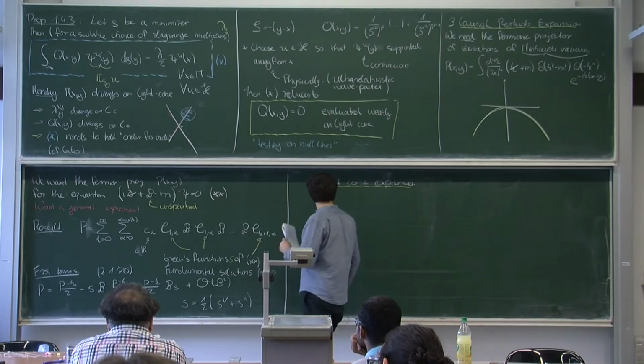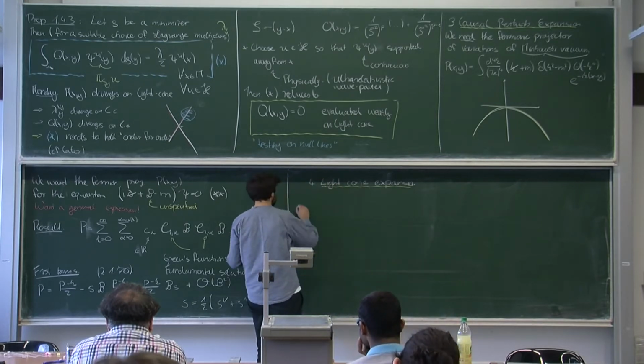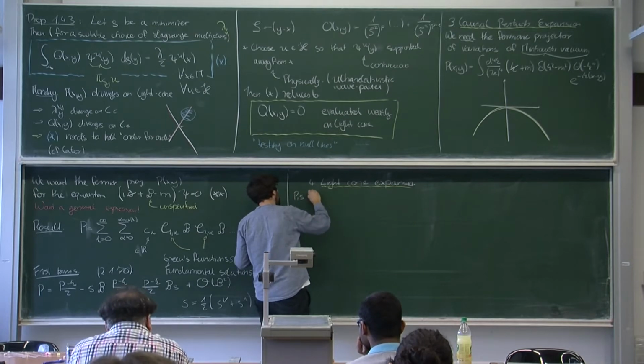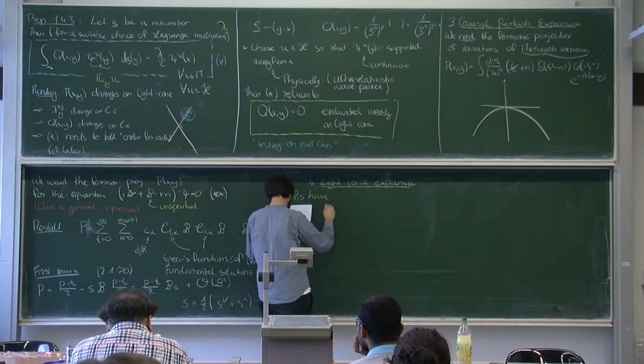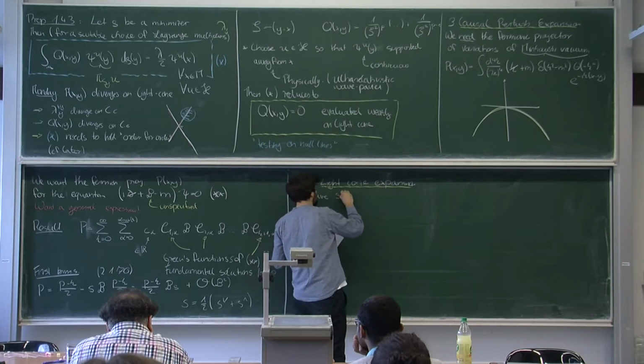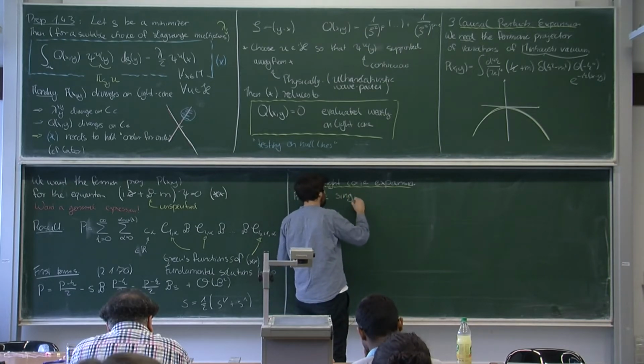Okay, and so let's talk about this light cone expansion. P and S have, as I said before and Felix told you, a singularity structure on the light cone. So this just means they diverge on a light cone.